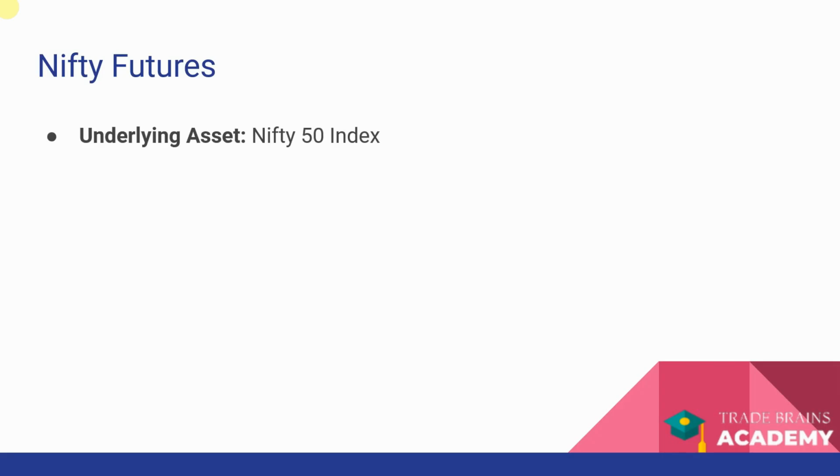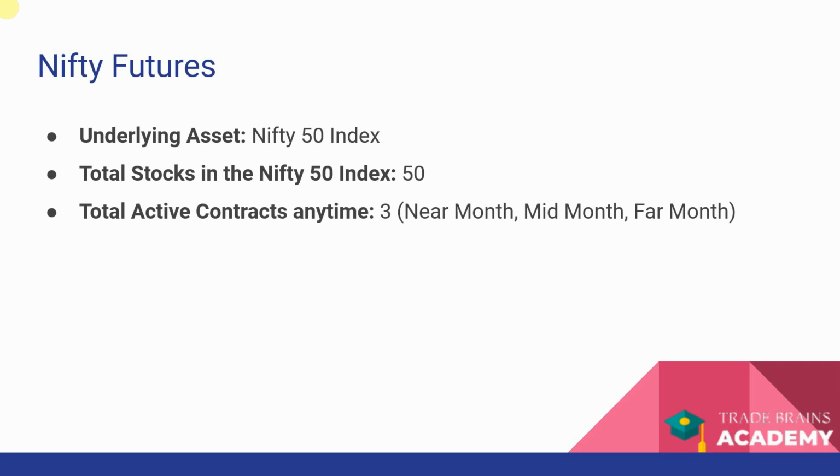So the underlying asset here is the Nifty 50 index, and the total number of stocks in the Nifty 50 index is 50. As I've already mentioned, included in this index are the top 50 companies trading in the Indian equity market. The total contracts active at any time are 3. Basically, you have 3 futures contracts active at any time: the near month, mid month, and the far month.